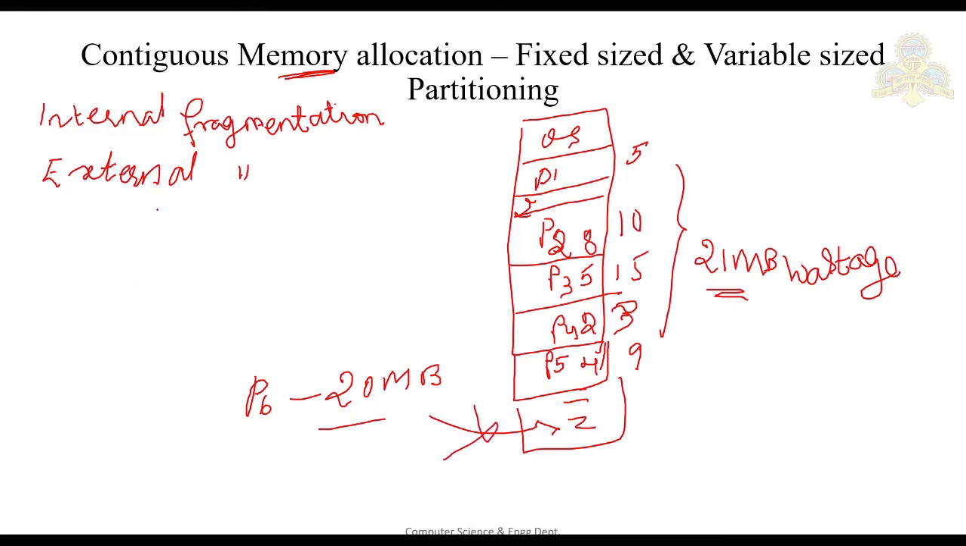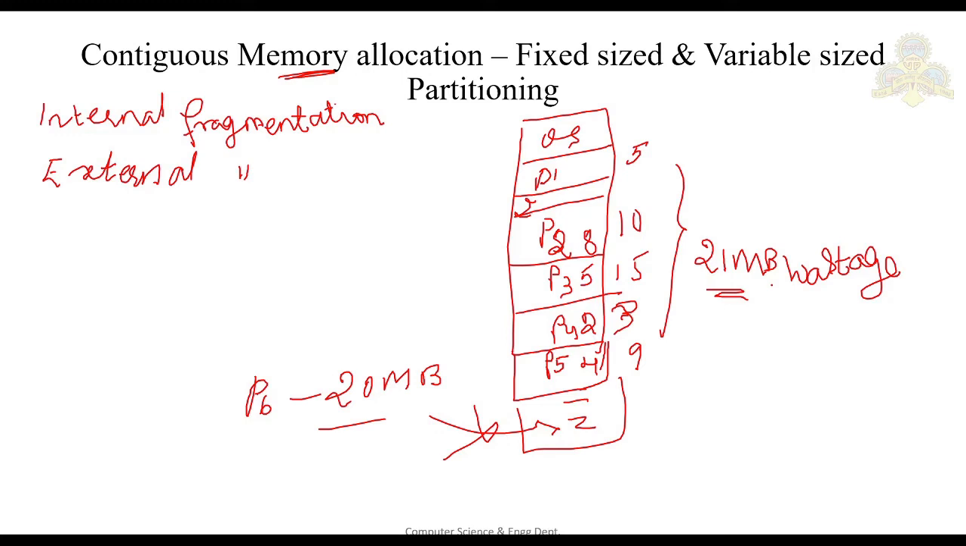Now that is your external fragmentation. That means even if you have a total amount of empty or wasted space in your main memory, you cannot keep any other process which requires that memory. Why? Because it is not contiguous. So that is your external fragmentation.